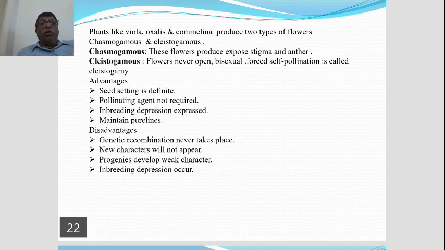So that's all about advantages and disadvantages for 2 marks. Pollination for 1 mark. Chasmogamous flowers for 1 mark. Okay.